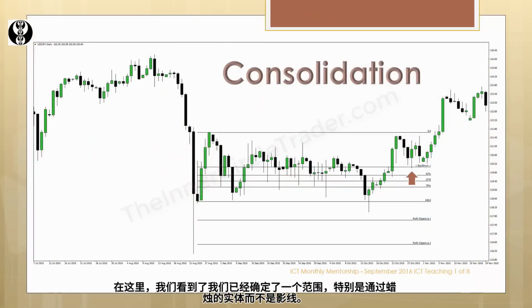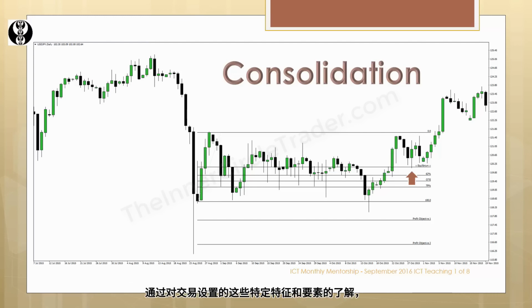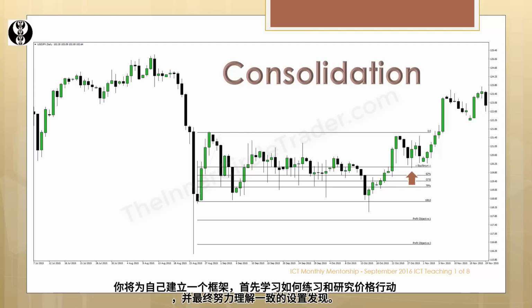Here we see where we've identified a range defined specifically by the bodies of the candles, not the wicks. As you can see, price moves out in an expansive manner and then comes right back down to the equilibrium price point and then expands to the outside. By having an understanding of these specific characteristics and elements of trading a setup, you'll give yourself framework to first learn how to practice and study price action, and eventually work towards understanding consistent setup discovery.